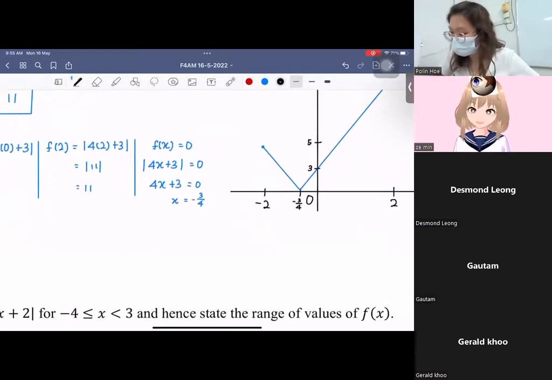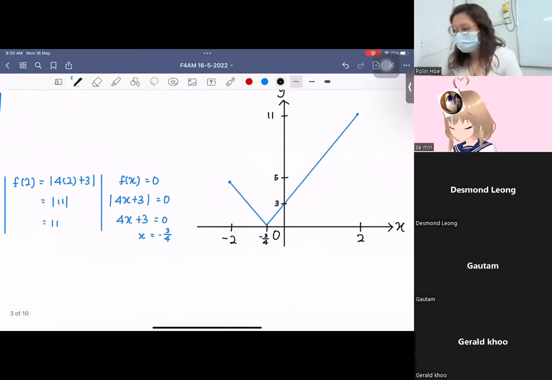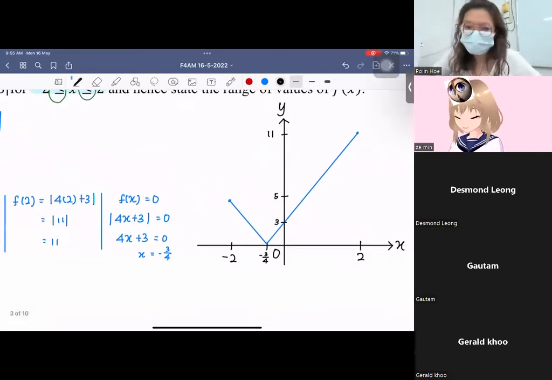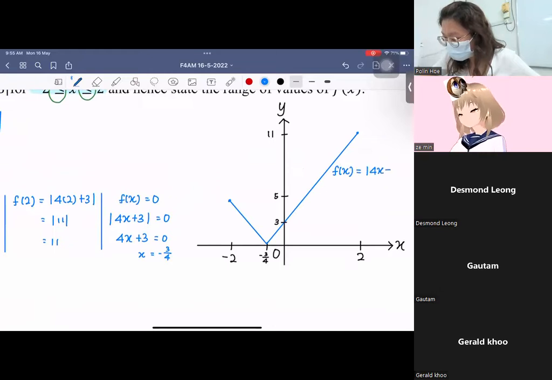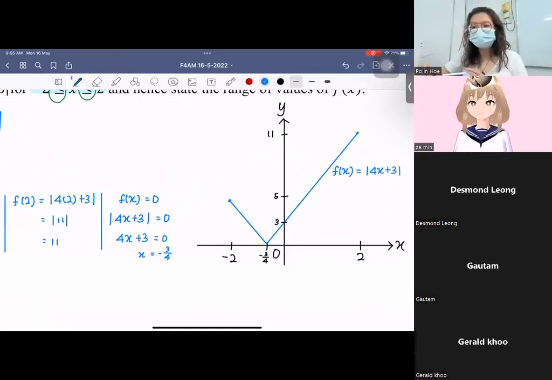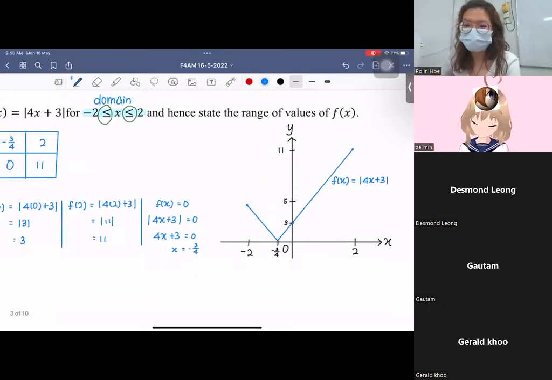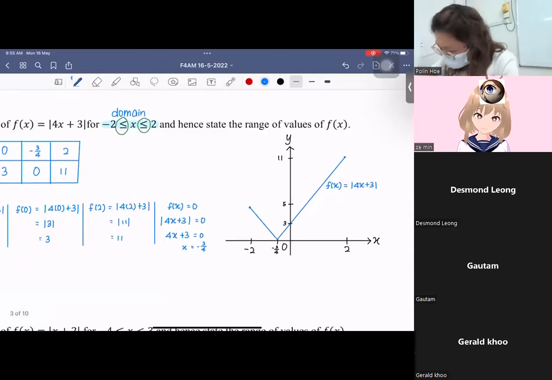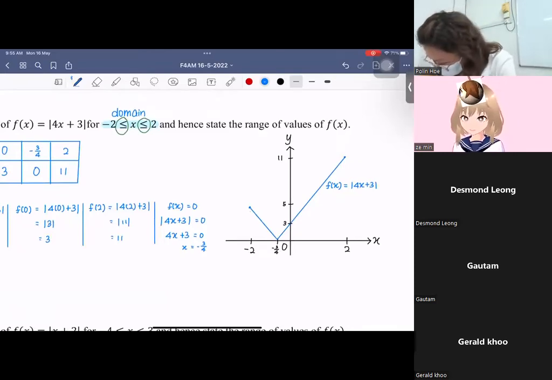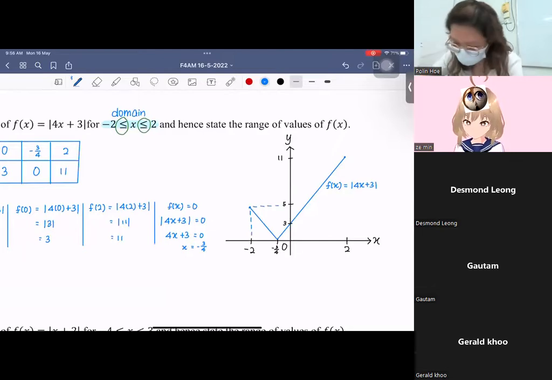No. The dotted line is not compulsory. You can if you want to. Yes, you have to write out the name of the function, f(x) equals 4x plus 3. Only this is perfect. If your teacher says it is compulsory, then you follow your teacher. Listen to your teacher. Be a good student.